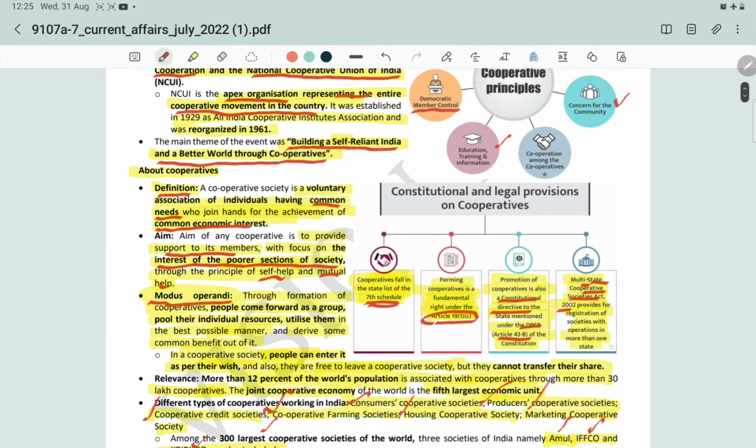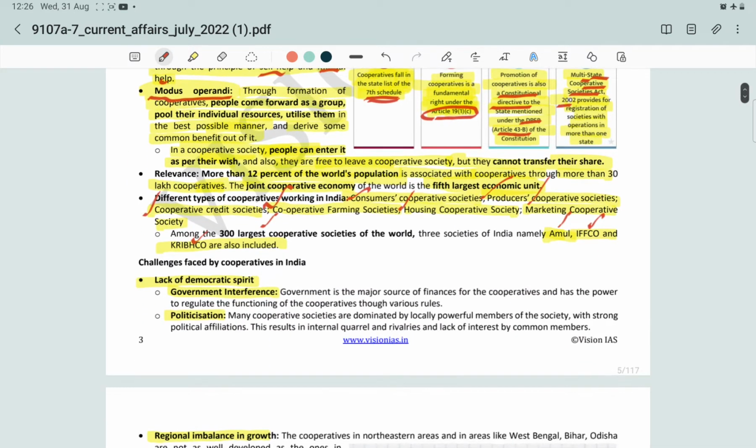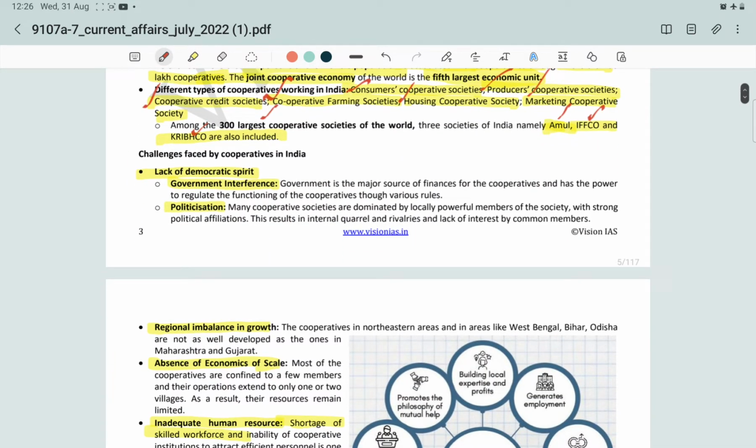Then let's see what are the challenges faced by the cooperatives in India. First challenge, that is a lack of democratic spirit. With huge government interference and politicization in the society, the cooperatives lack democratic spirit, which results in internal conflict and rivalries and lack of interest by the common member.